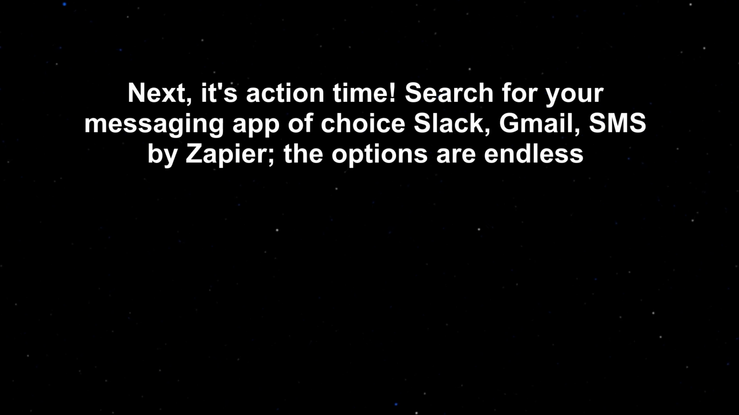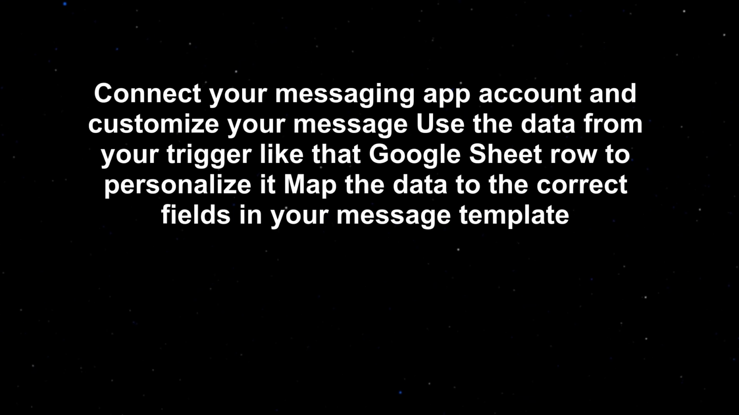Next, it's action time. Search for your messaging app of choice: Slack, Gmail, SMS by Zapier. The options are endless. Connect your messaging app account and customize your message. Use the data from your trigger, like that Google Sheet row, to personalize it. Map the data to the correct fields in your message template.